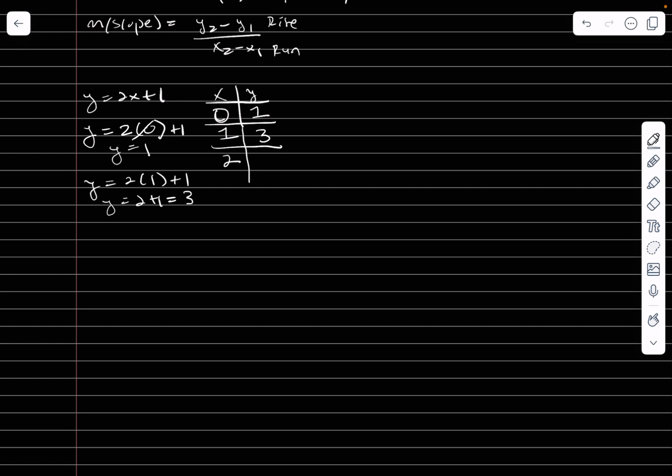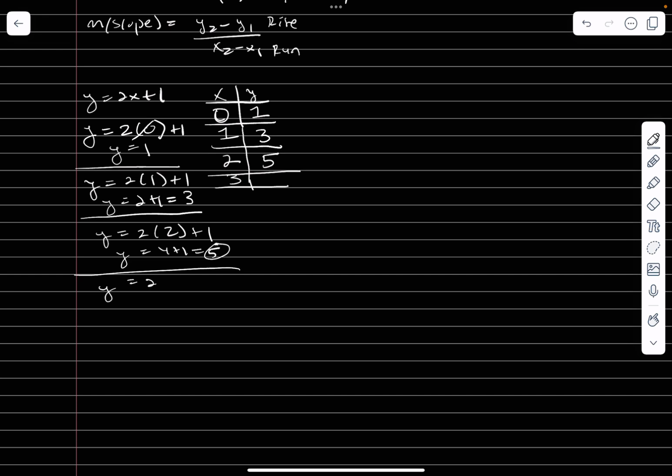2. Y is equal to 2 times 2 plus 1. Y is equal to 4 plus 1, equaling 5. So now our y is 5. Let's do one more. Let's go 3. That's a good number to end on. Y is equal to 2 times 3 plus 1, equal to 6 plus 1. Y is 7.